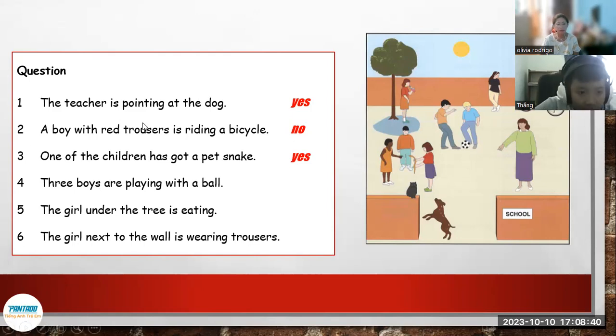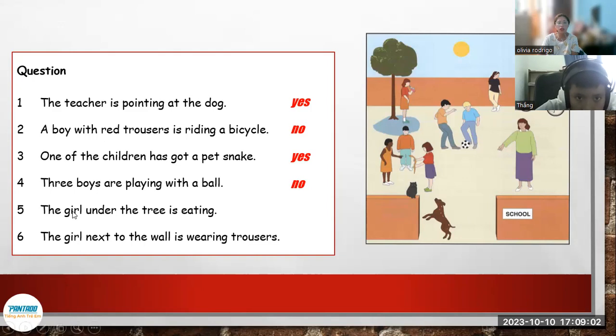Three boys are playing with a ball. No, teacher. No, okay. Three boys are playing with a ball. It's no.